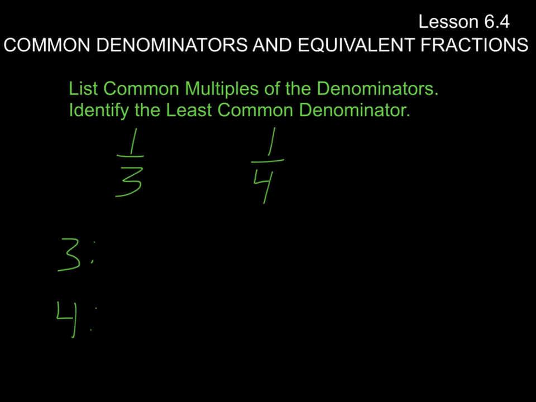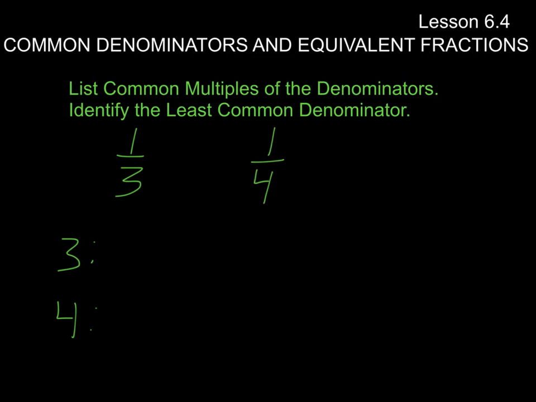The approach we are going to take is that we are going to list the common multiples of each denominator, and then we're going to identify the least common denominator, meaning the number that's common that comes first.